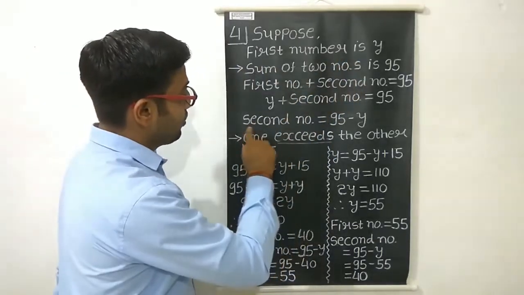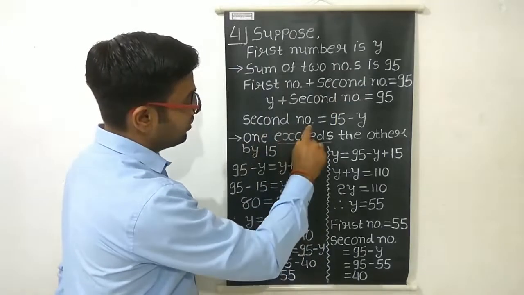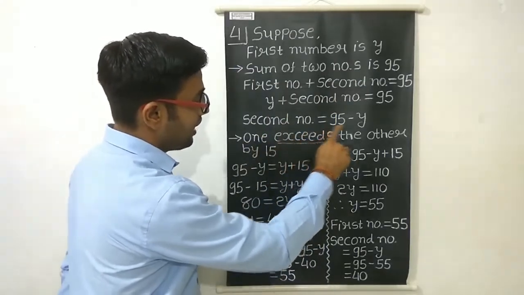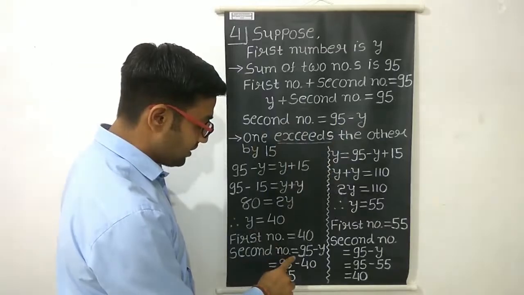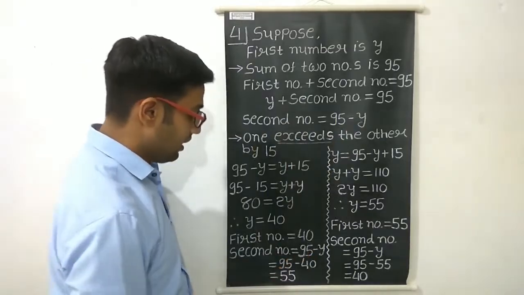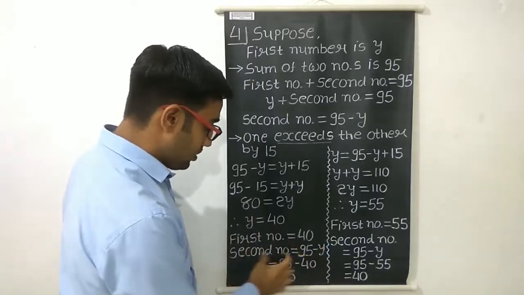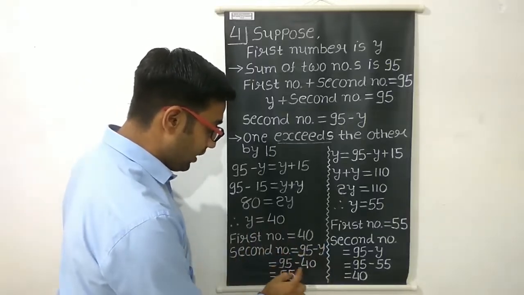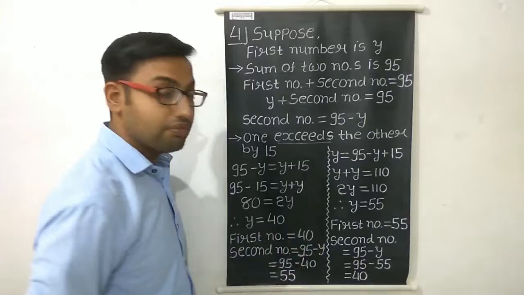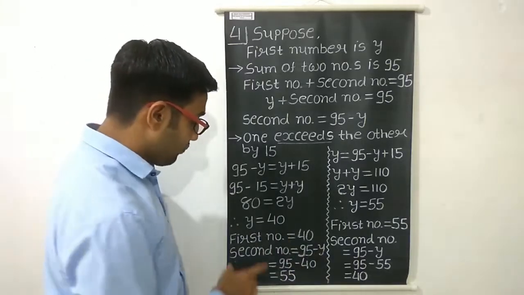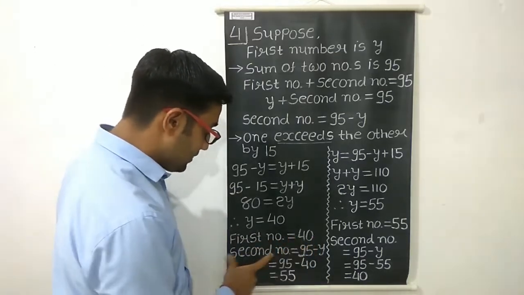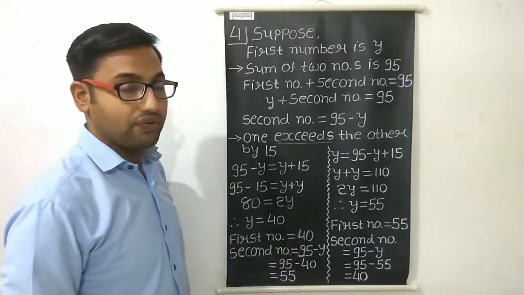And now what is the second number? We have got 95 minus y. So the second number is equal to 95 minus y. So now in place of y we can write down 40. So the second number becomes 95 minus 40 and it gives us 55. So the first number we get is 40, second number we get is 55.